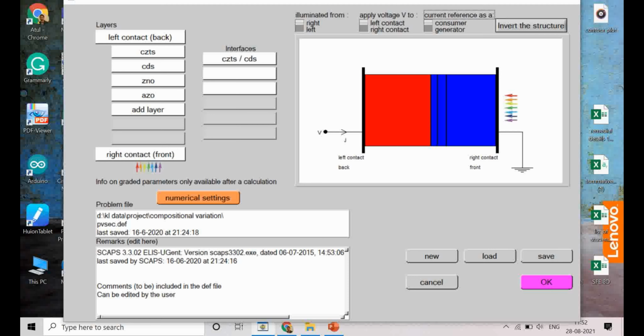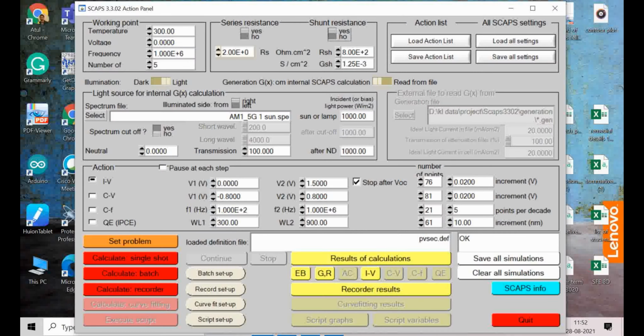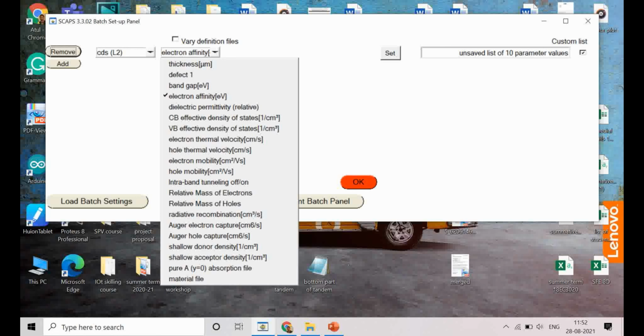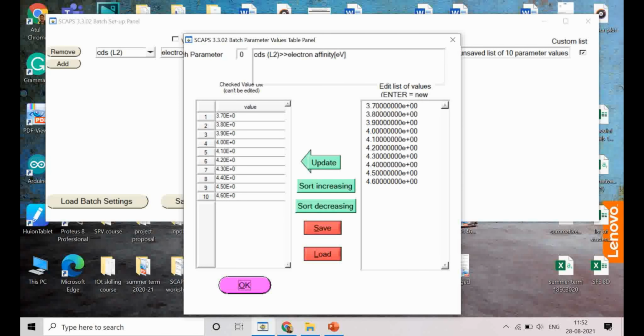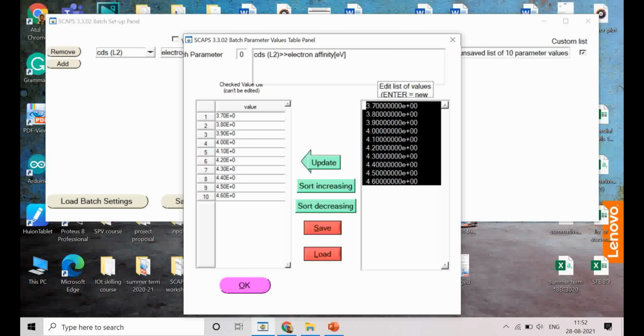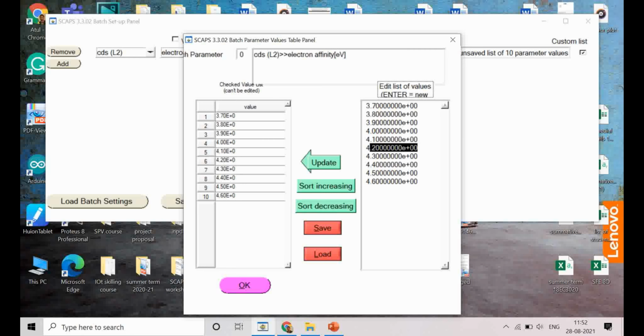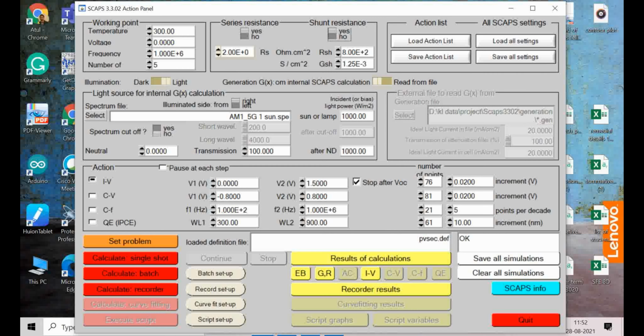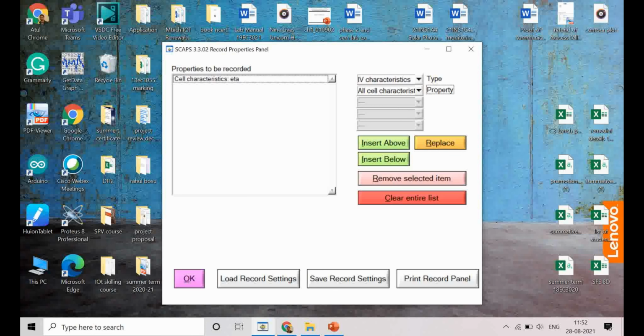You go to batch setup, and in the batch setup you vary the conduction band offset of the N-type layer. So for CDS, the N-type, you select the electron affinity and vary it. What we have taken for CZTS is 4.2, so you vary from 3.7 to 4.6; somewhere in the middle the CZTS value will come. Update it, then go to recorder setup and select the efficiency, as a function of this variation of electron affinity of CDS.